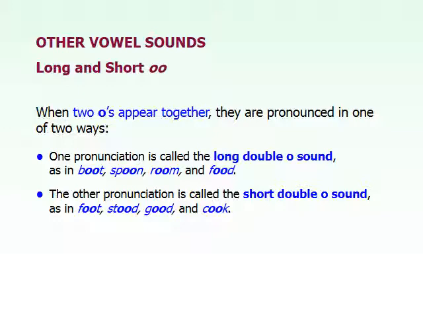And then the last one is you have a long and a short O. So when two O's appear together, it's not considered to be a long O. It doesn't follow the second rule of long vowel sounds. You sometimes have what's called a long double O, as in boot, spoon, room, and food. And the other pronunciation is called a short double O, like foot, stood, good, and cook. Now, don't worry too much about those two sounds because there's not really any clear rule as to when you use one or the other.